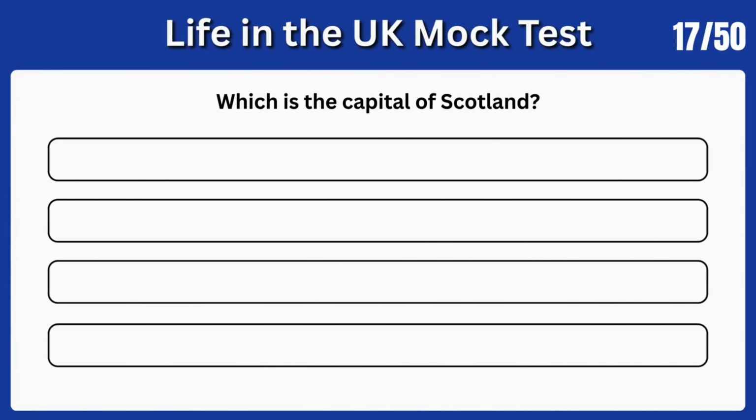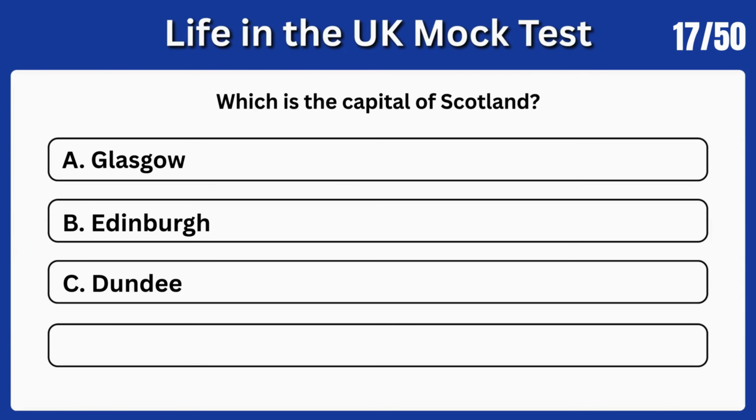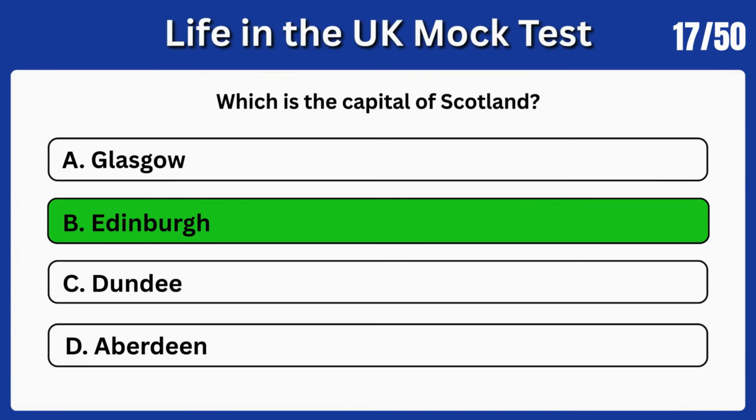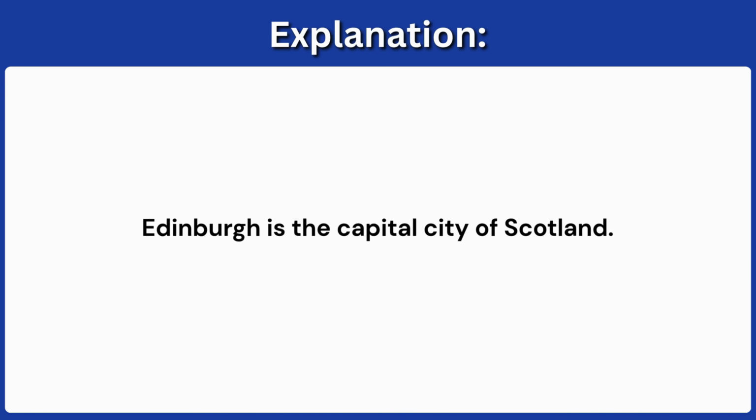Question 17. Which is the capital of Scotland? A. Glasgow. B. Edinburgh. C. Dundee. D. Aberdeen. The correct answer is B. Explanation. Edinburgh is the capital city of Scotland.